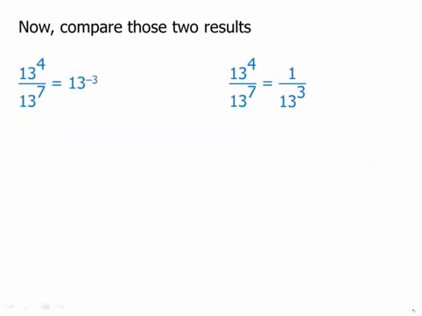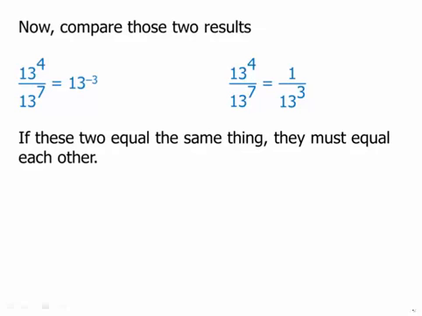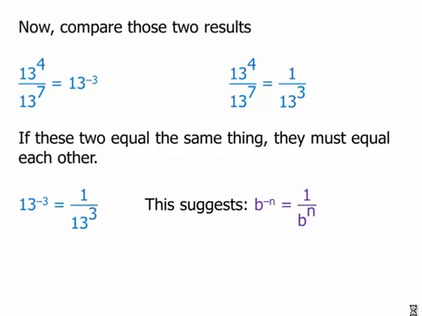Now compare those two results. One way of thinking about it, we got 13 to the negative 3. Another way of thinking about it, we got 1 over 13 cubed. If these two equal the same thing, they must equal each other. And this suggests that b to the negative n equals 1 over b to the n. So that is the exponent rule. That is the rule for negative exponents. And this is one way to think about it. Here's another way to think about it.